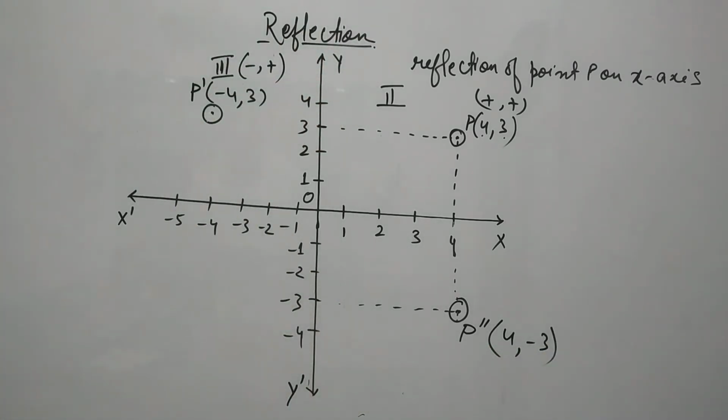So students, you can see that when the point P (4, 3) is reflected on y-axis, the x-coordinate sign changes, but when it is reflected on x-axis, the y-coordinate sign changes. So this is the way we are going to proceed further in this chapter, reflection.